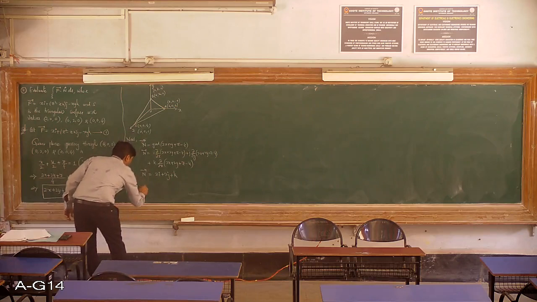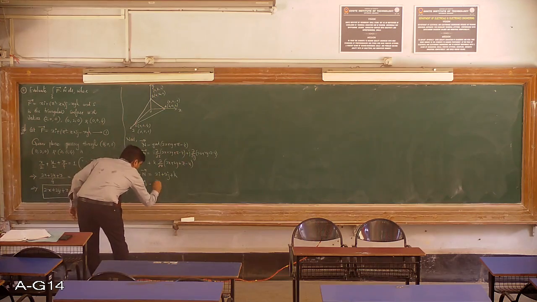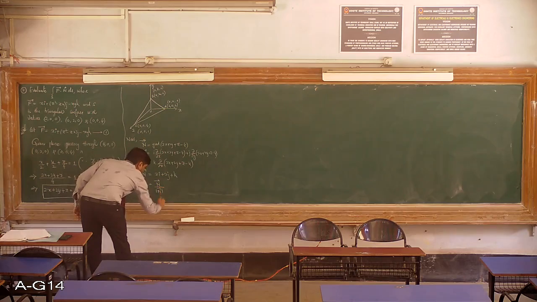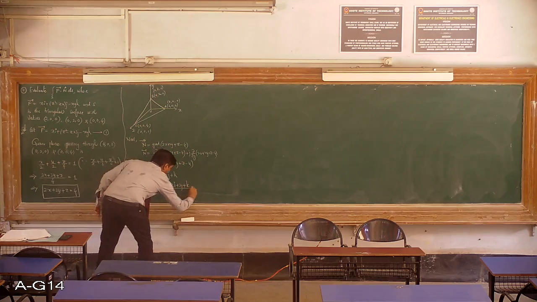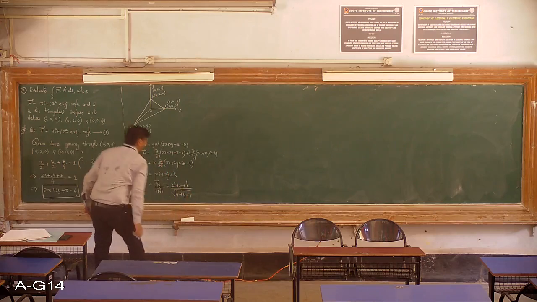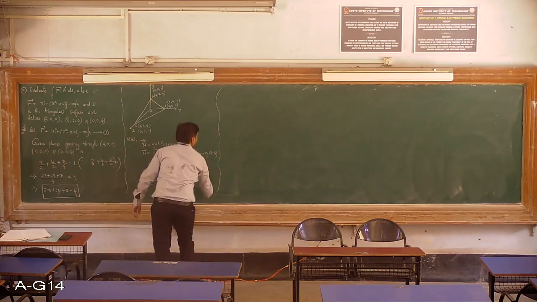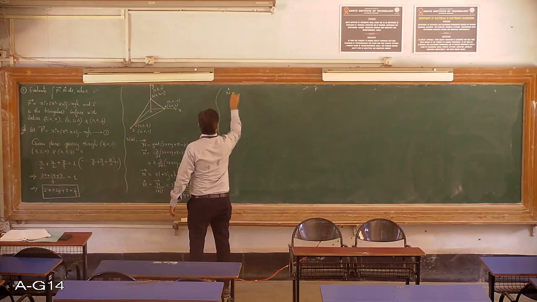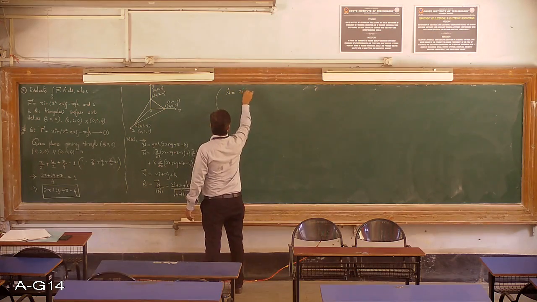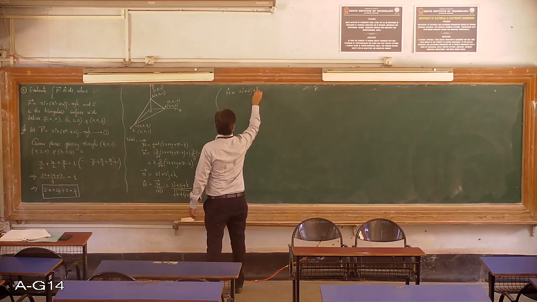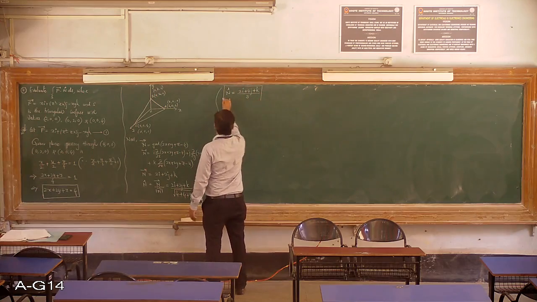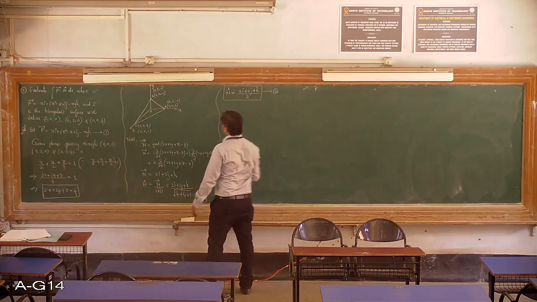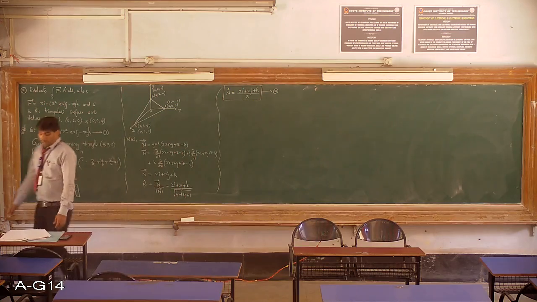And what do we want? That is n cap. N cap means vector n divided by modulus of n. That means (2i + 2j + k) divided by the square root of 2 squared is 4, plus 2 squared again 4, plus 1 squared is 1. Then n cap, the unit vector, is equal to (2i + 2j + k) divided by the square root of 9, which is 3. We can call it equation number 2. Yes, we found n cap.